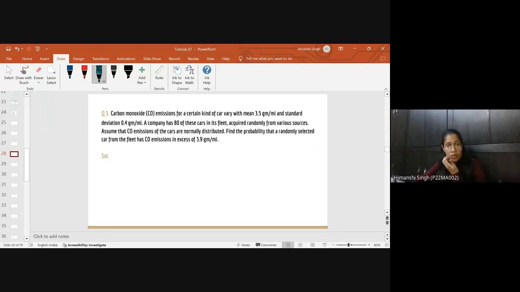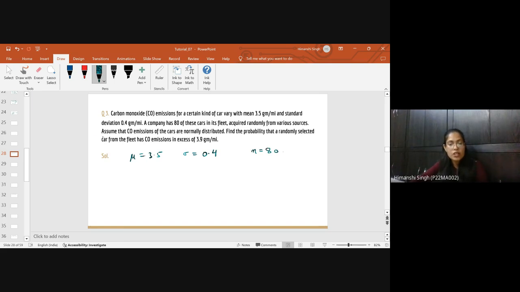So carbon monoxide emissions for a certain kind of car vary with mean 3.5 and standard deviation 0.4. So we have mu equal to 3.5 and sigma equal to 0.4. A company has 80 of these cars in its fleet, acquired randomly from various sources. So basically, we have a sample of 80 cars and n is equal to 80.